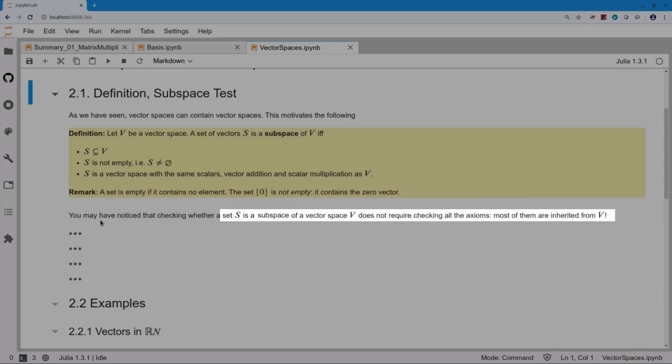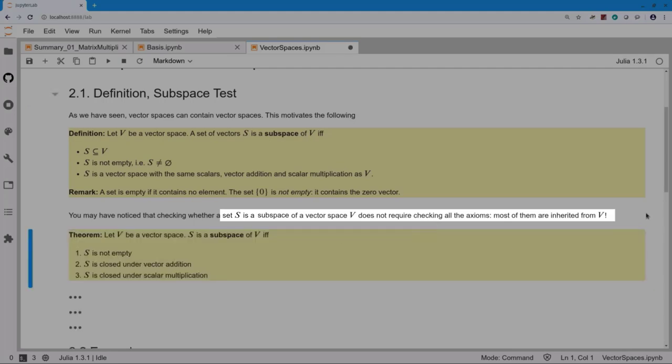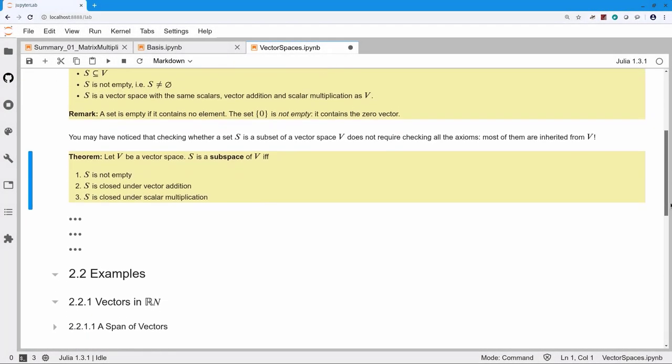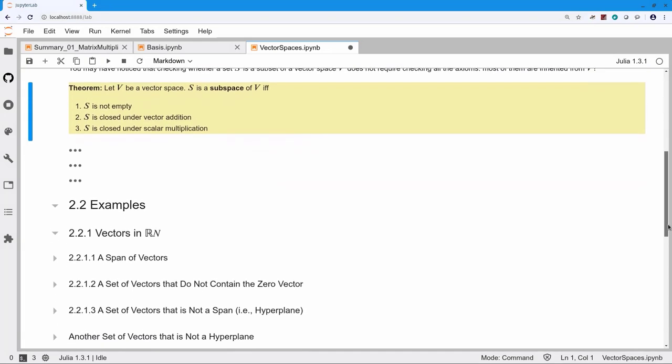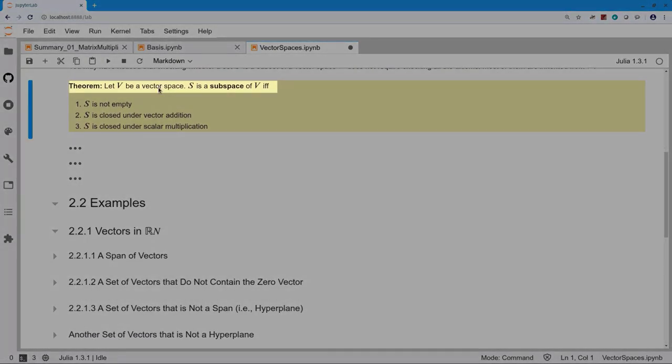The other thing I'd like you to realize is that if you did the exercise I suggested above, and you went and tried to check if a subset of a vector space is indeed a vector space, you may have noticed that you didn't really have to check all of the axioms. Most of them you simply inherit from V. And as a consequence, we have a little theorem here, actually a big theorem that enables checking very easily.